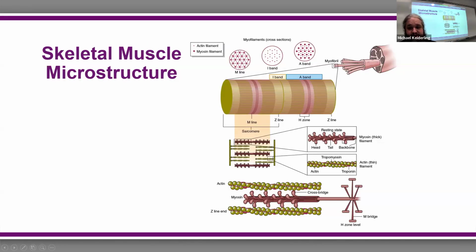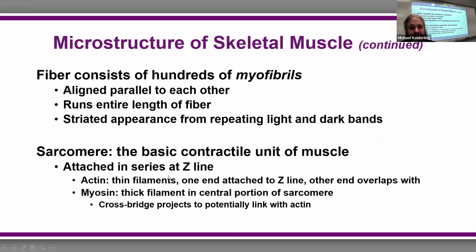And they have cross bridges here that project to potentially link with the actin. And you can link and unlink in such a way that pulls the actin and the myosin fibers together. And you can do that repeatedly to keep pulling them together.